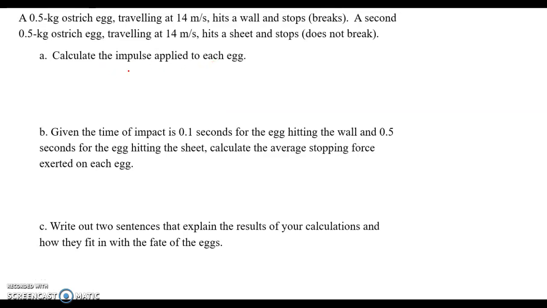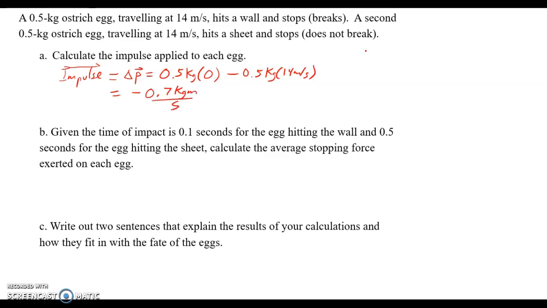And so then we can calculate the impulse for each egg. This is really just the same as the last example, except that here we're going to do the numbers to actually calculate what it was. Okay, so impulse, if we tried to calculate it as force times time, we wouldn't have enough information. But if we do it as change in momentum, we do have enough information. 0.5 kilograms times, what's the final velocity? 0, minus 0.5 kilograms times 14 meters per second, and then that's equal to negative 0.7 kilogram meters per second.